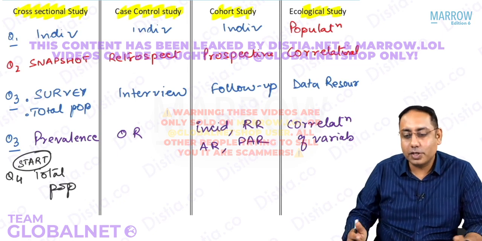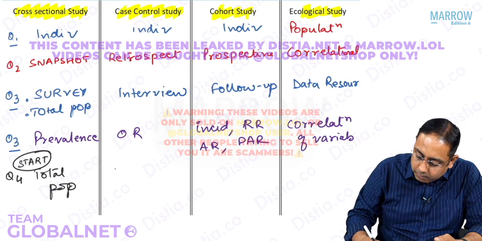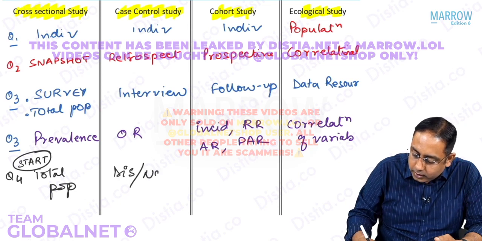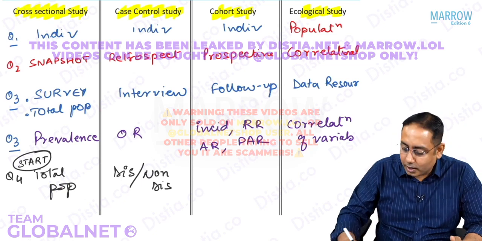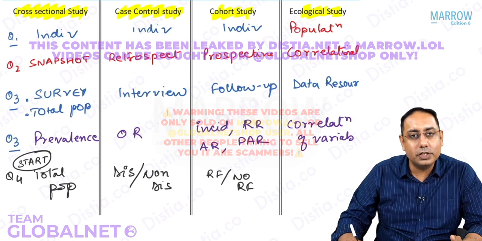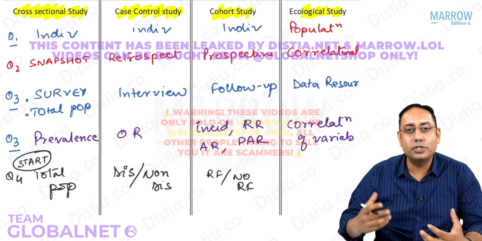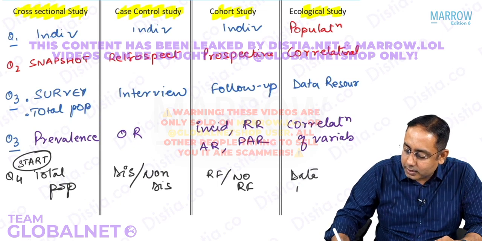Whereas in a case control study, you start with the people with the disease. You start with people with disease or non-disease. Very important for you to remember. In a cohort study, you start with people with the risk factors or no risk factors. In an ecological study, you don't start with anything. You just start by correlation of the data. So data matching is done.